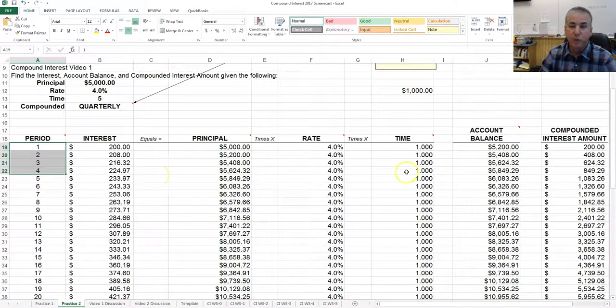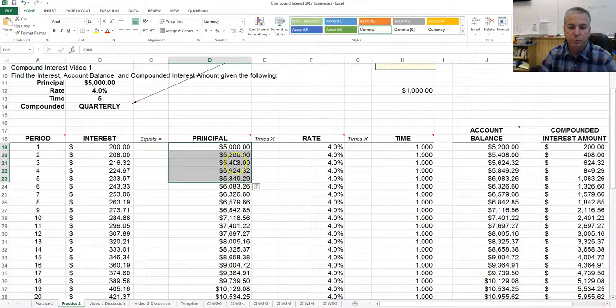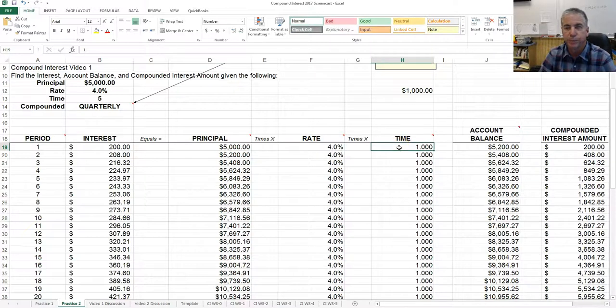But to do that, then, we also have to adjust time. So we can keep our principal the same. We can do those formulas okay. But this has to be adjusted, because time must be in terms of a year. So how many years is 1 quarter?